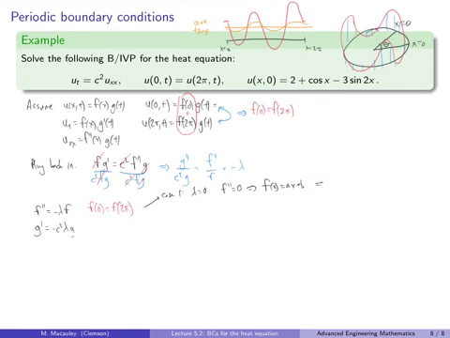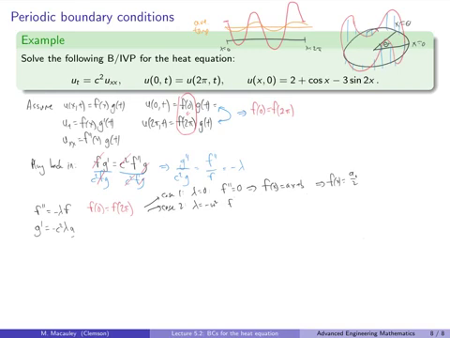So we get that f of x is a constant. Let's call it a naught over 2 instead of just b. Okay? Case 2. I really could have done this in the lecture on boundary value problems, but I'm doing it now. So lambda is negative omega squared.